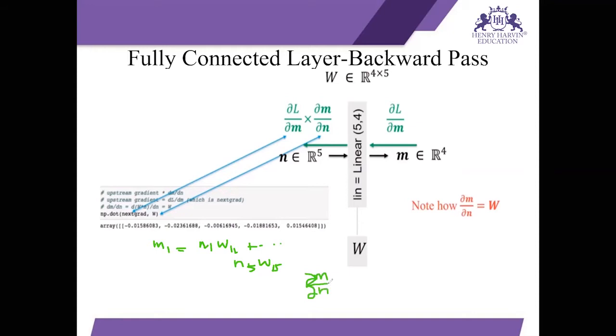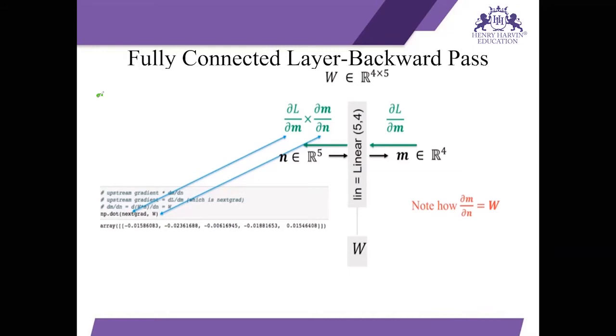We know that the Jacobian would be dou M1 by dou N1, dou M1 by dou N2, dou M1 by dou N3, and so on till dou M1 by dou N5. Similarly, we will also get dou M2 by dou N1 up to dou M2 by dou N5, and similarly dou M3 by dou N1 up to dou M3 by dou N5. Let me write it clearly.